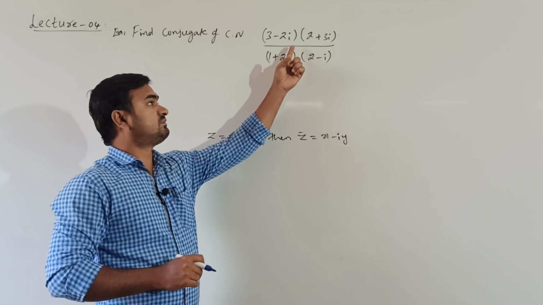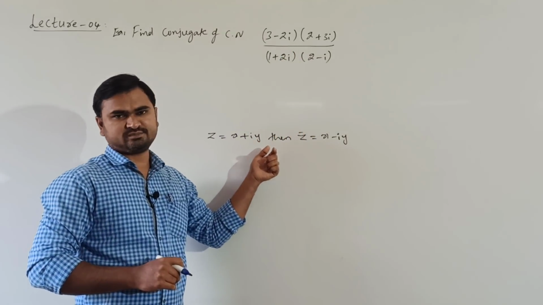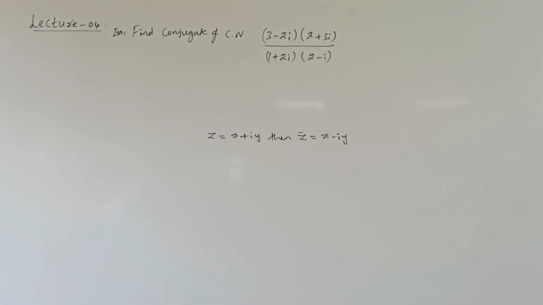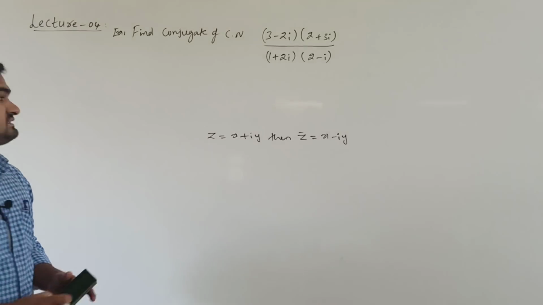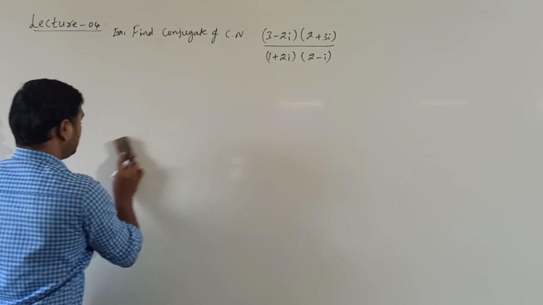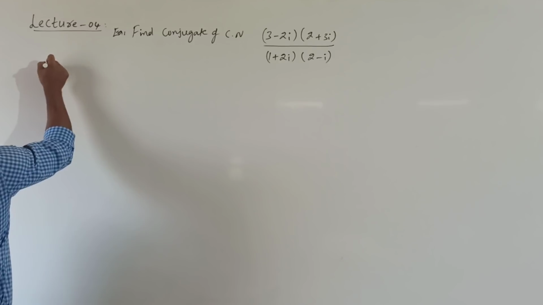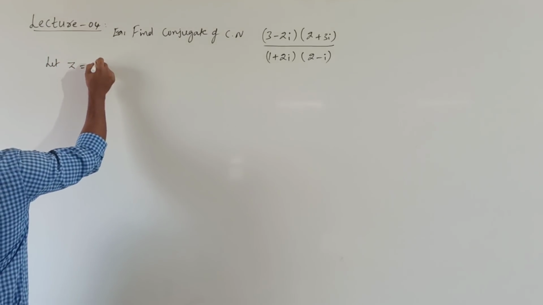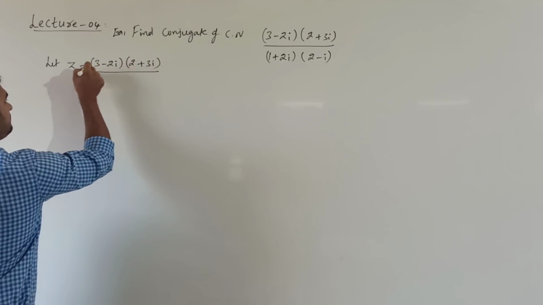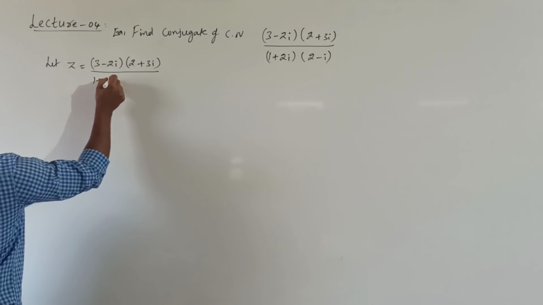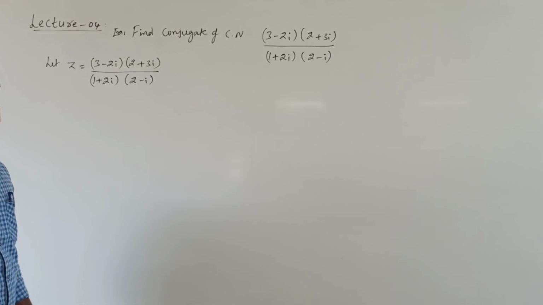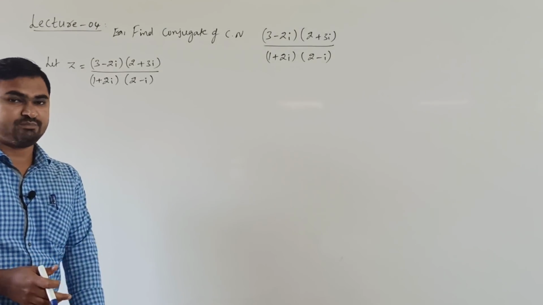So when the complex number is like this, we write the conjugate like this. But is this complex number in the form of a plus ib or x plus iy? Directly it is not in that form. So first you have to write the given complex number in the form of x plus iy or a plus ib. So let's take the given complex number as z, (3 minus 2i)(2 plus 3i) divided by (1 plus 2i)(2 minus i). So first we simplify it and write in the form of a plus ib.